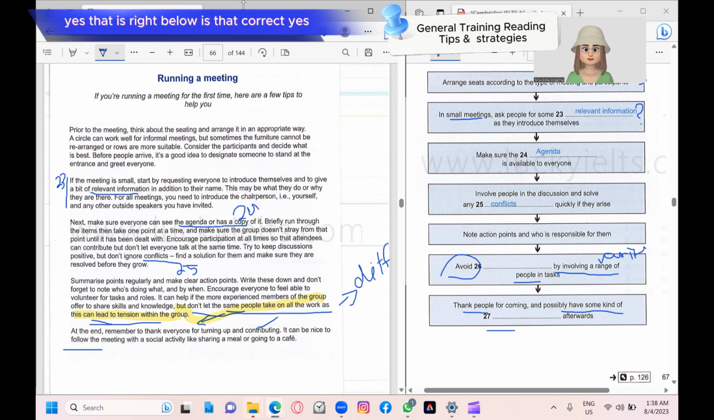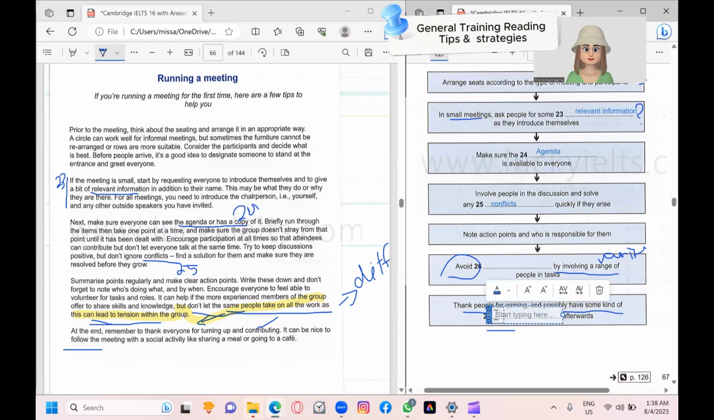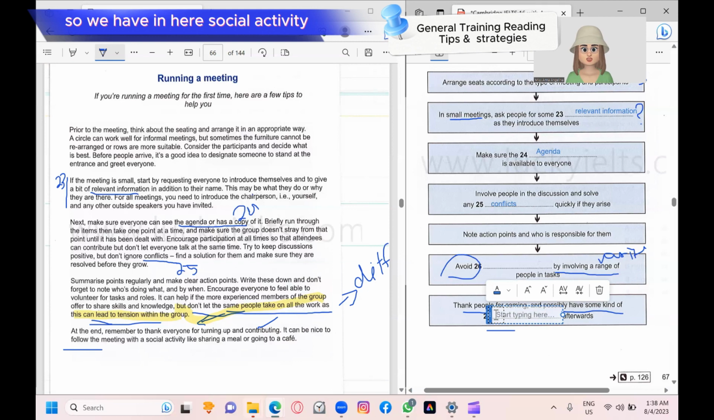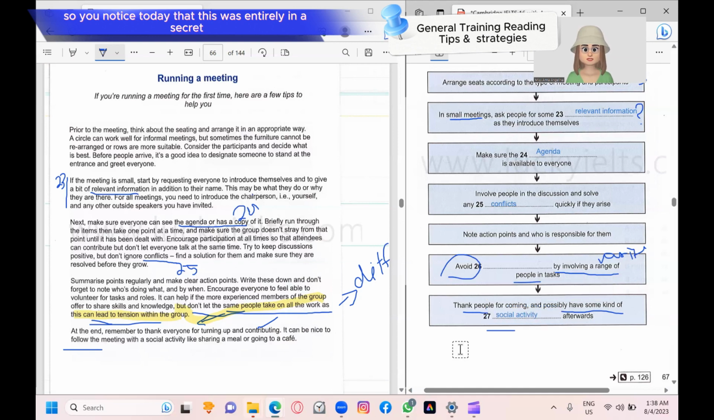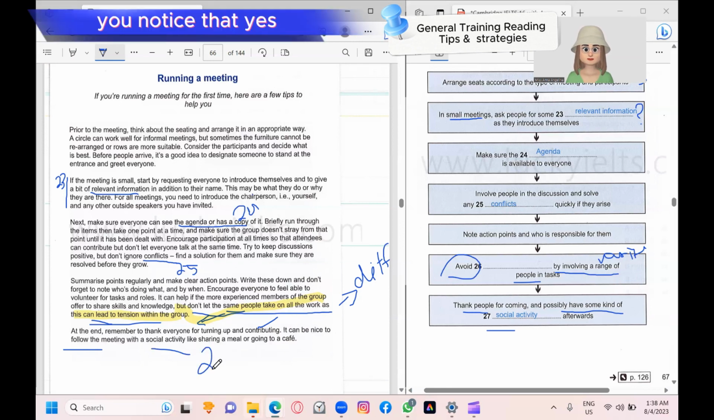Bilal, is that correct? Yes. Bilal, do you agree or do you disagree? I agree, ma'am. So we will have in here social activity. So you notice today that this was entirely in a sequence, all of it. Yes, ma'am. Did you notice that? Yes, ma'am.